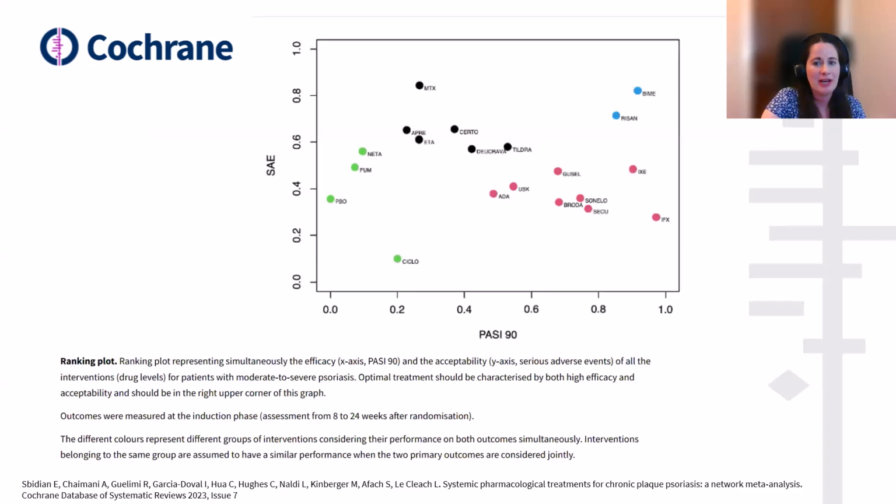Here is a graph showing a ranking plot from the SUCRA values. This is from the Cochrane Review's Systemic Pharmacological Treatments for Chronic Plaque Psoriasis. On the x-axis is the outcome PASI 90, and on the y-axis is serious adverse events. An optimal treatment should be categorized by high efficacy and acceptability. Therefore, it would appear in the right upper corner of this graph.